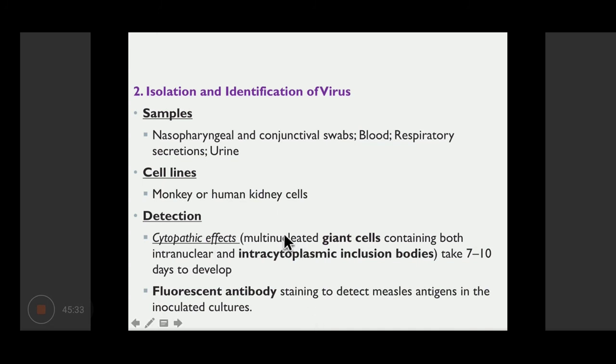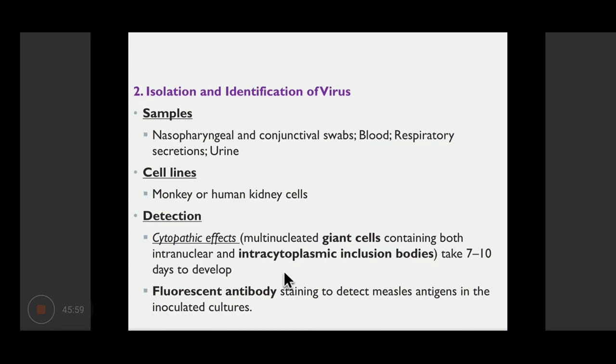The cytopathogenic effects typically seen include formation of multinucleated giant cells, again because of the presence of the F protein, or the fusion protein, which helps in syncytia formation. There is also the presence of intracytoplasmic inclusion bodies. Here, fluorescent tagged antibodies can help in detecting measles antigen in the cell line.